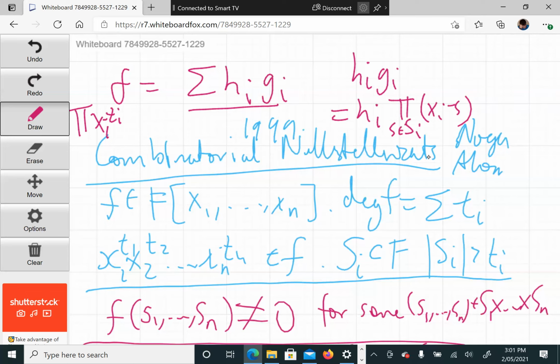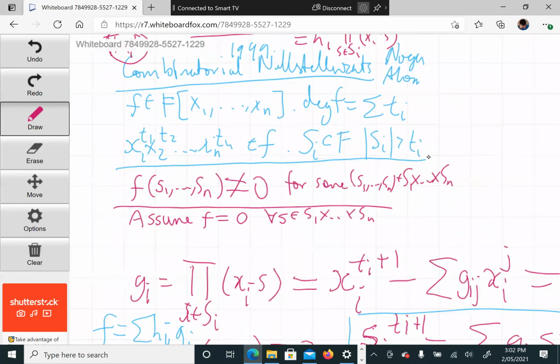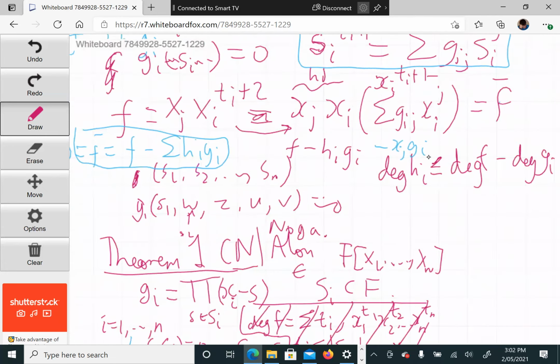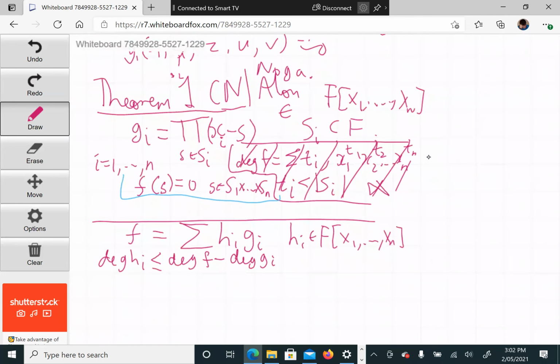That means for you to get this term, so this term obviously has degree of F, right? The term, the Xi Ti term. It has the highest possible degree. So to achieve that, H must have the highest possible degree, and G has to have the highest possible degree. Because the degree of Hi, by the other lemma, is less than the degree of F minus the degree of G, right?